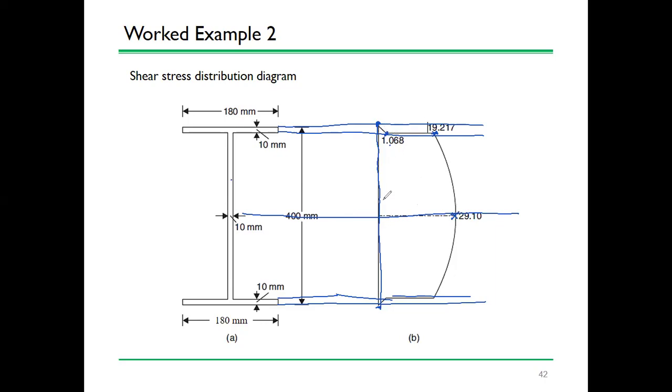So it's like from here, this is the line. So you always measure from here to hit this. So from here to here, you plot. So from here all the way to here, you plot this one, which is the same as 19.217. And then the bottom flange is also the same as the top flange. You plot and plot.